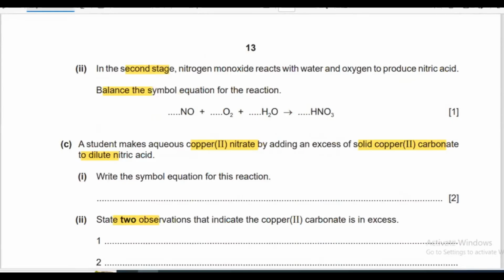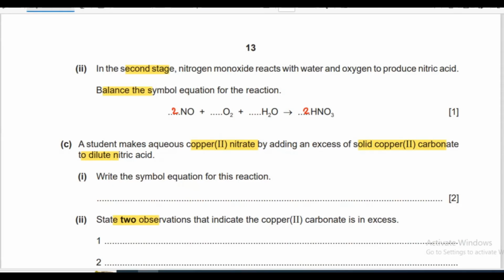Now this is another question. You have nitrogen monoxide, oxygen and water, and you have to balance this chemical equation. There are 2 hydrogen, so if we put 2 here, it will make the nitrogen 2. So we have to put 2 here. Now hydrogen and nitrogen are balanced, but the number of oxygen atoms is not balanced. There are 6 oxygen on the right hand side and 2, 4, 5 on the left hand side. So definitely we'll have to increase the number of oxygen.